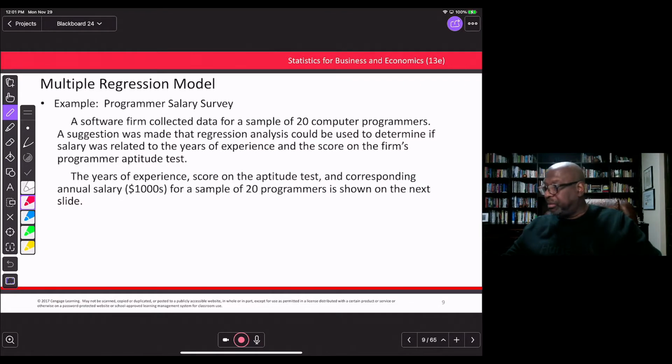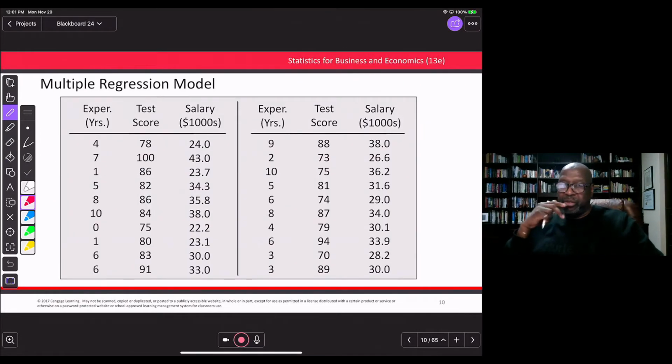Here's an example of a problem. I'm just going to show you. So we have this case here where a company is looking at whether or not there's a relationship between the salaries that it provides and the aptitude test score of applicants, or successful applicants, of course, and the years of experience that they have coming into the company. So we have two variables that could help predict the salary: the experience and the aptitude test score. So we could label one X1, the other one X2.